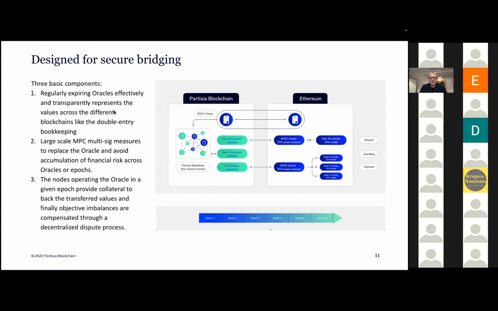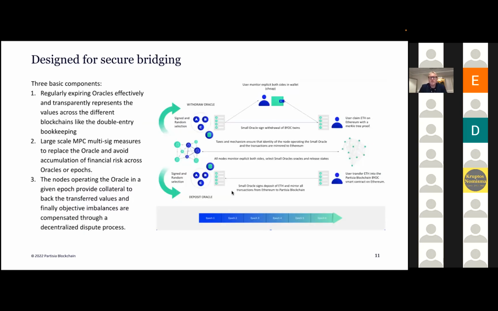And the way we do this is basically by three different tools. One is that we have these epochs, and they sort of expire regularly over time. And we have a double bookkeeping system. So here we can actually see that you have a deposit and you have a withdrawal part of the network, and you have this double bookkeeping. So you know that there needs to be a balance between the two sides.